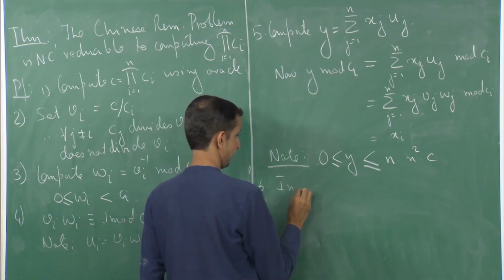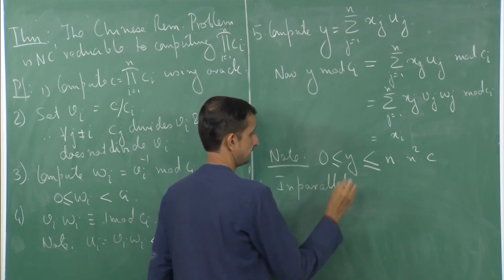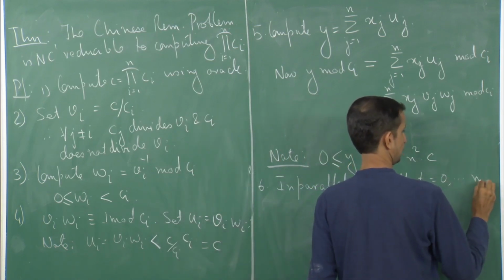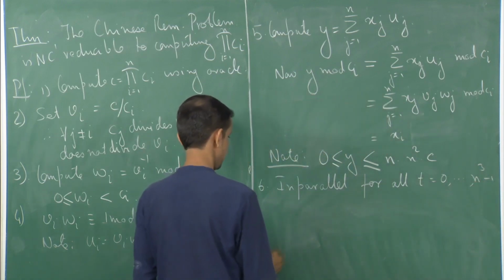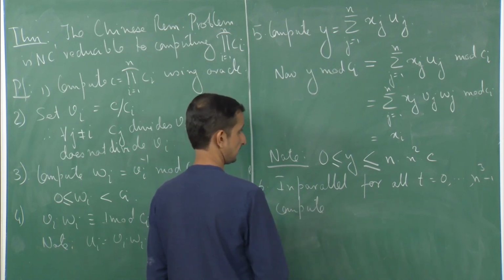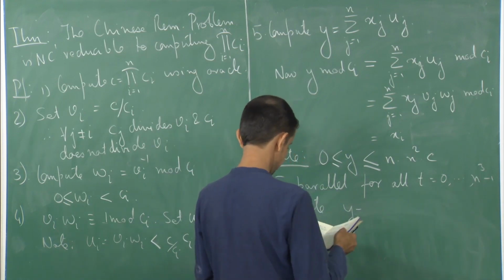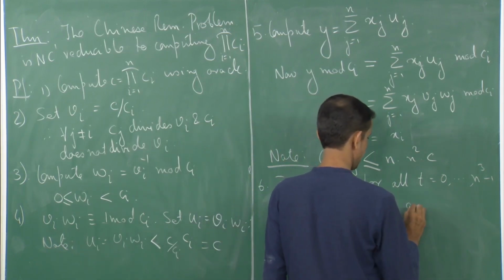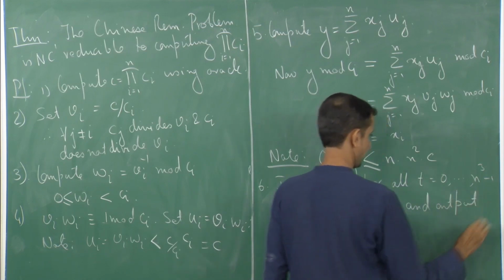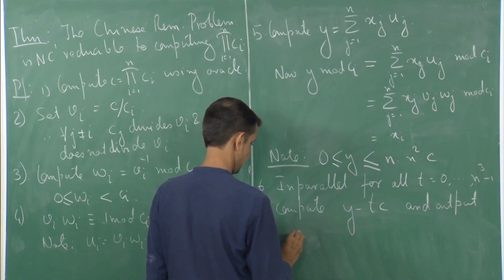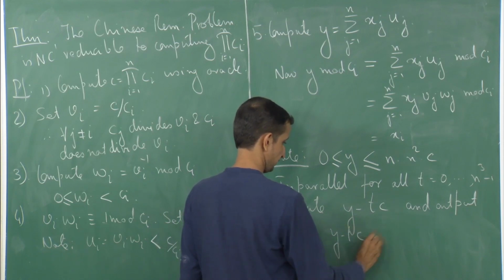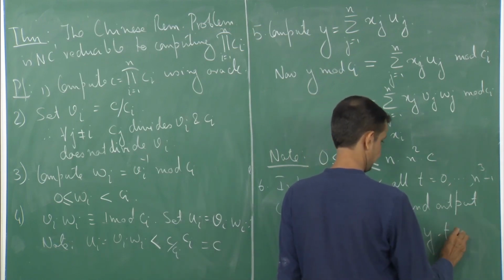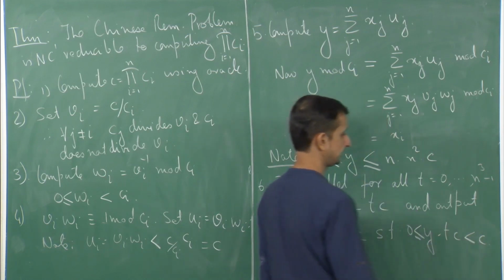Now what we do is that, in parallel for all t equal to 0 up to n cube minus 1, compute y minus tc and output x as y minus tc such that y minus tc is greater than 0 and less than c.